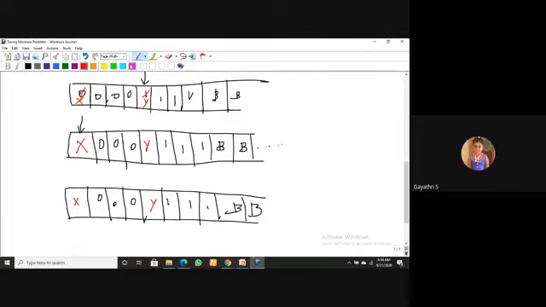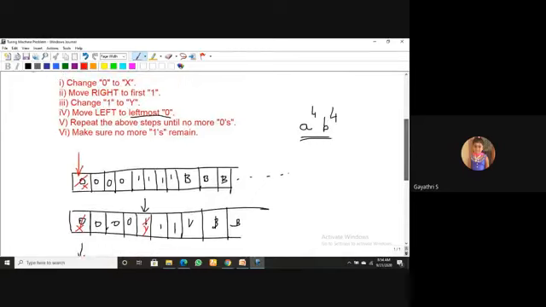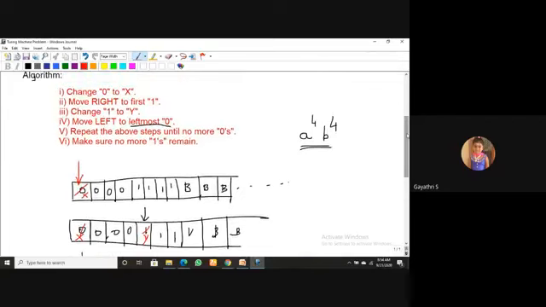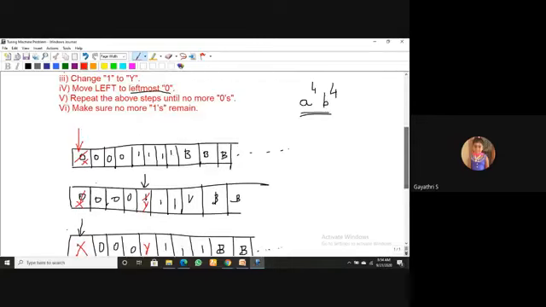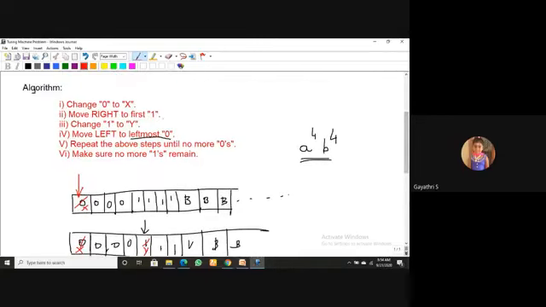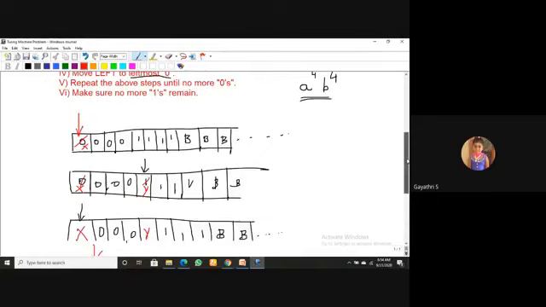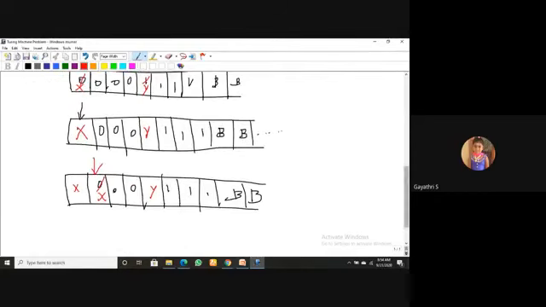In the next tape movement, I will be at this place. Based on the instruction, move left to leftmost 0, and repeat the above step. What's the step? Change 0 to x. After changing 0 to x, you have to find the first 1, so move right. After 0 is replaced by x, the next step is to find the first 1, moving in the direction of right.